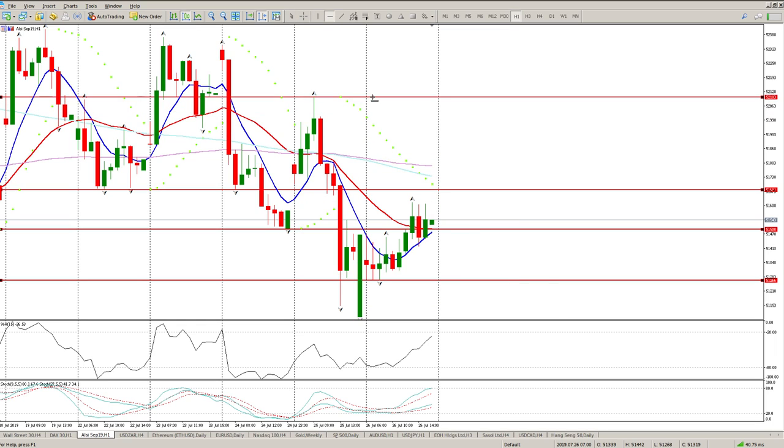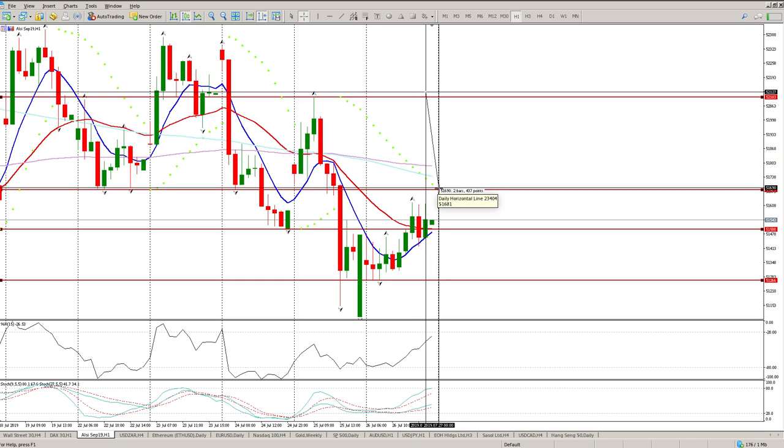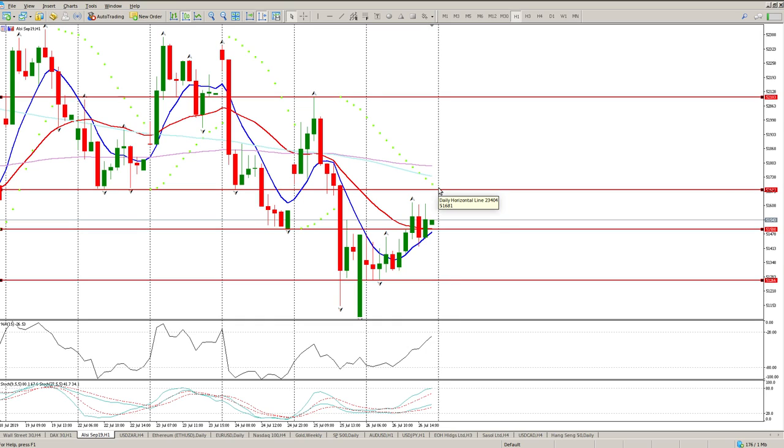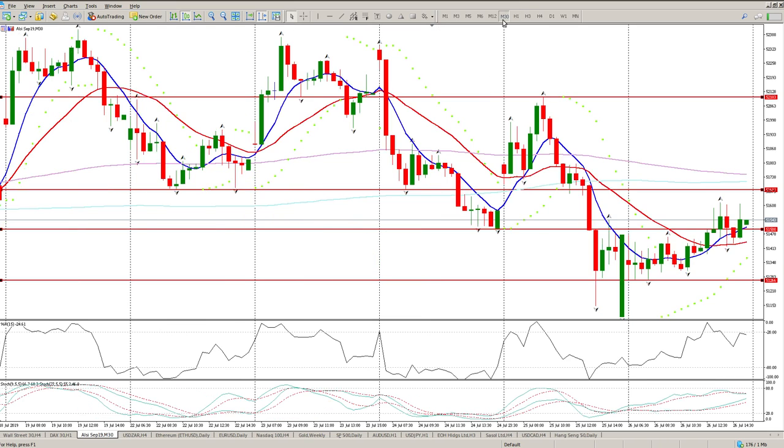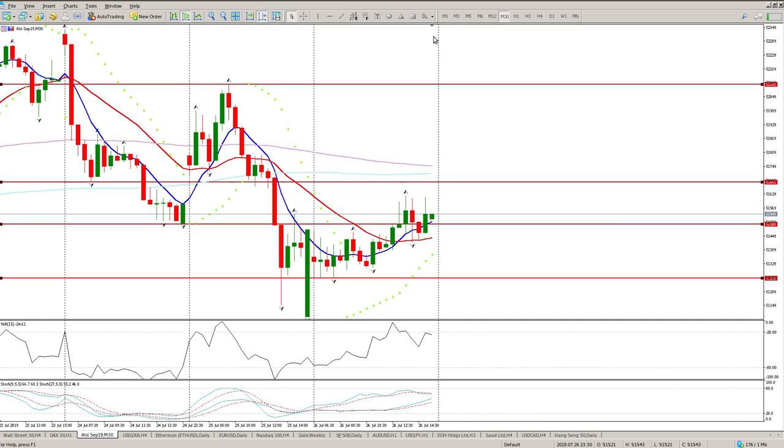My stop needs to be above 52,300. So that's going to be a 430 point stop loss. Okay, let's just get down to the half hour, and then I want to have a look at the Ichimoku, because that'll give us another indication.